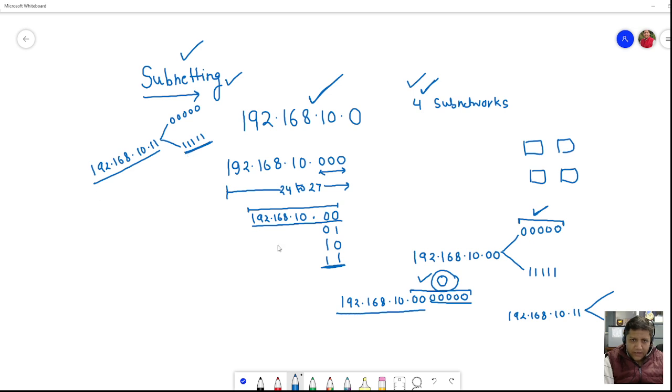So the broadcast ID of the last subnet would be what? 192.168.10.11 is the network part, then 1 2 3 4 5 is the host part. Together, this is again 255. So in this case, the broadcast ID of the last subnet would be clashing with the broadcast ID of the overall network. And that's why we haven't borrowed 2 bits. We have borrowed 3 bits from the host.